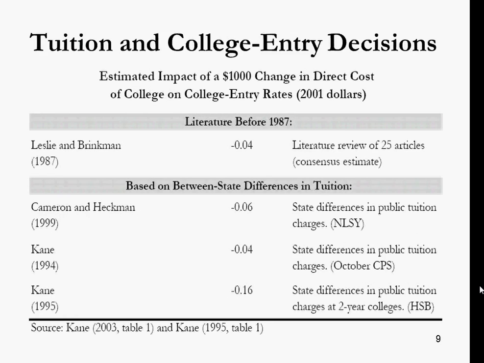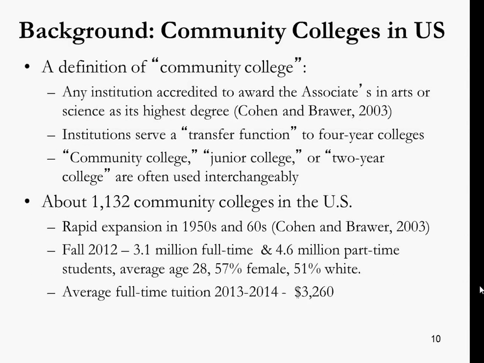And based on this research, there's been a wide range of estimates, although the largest estimate, down below by Kane, was actually mainly focusing on two-year colleges and not four-year colleges as well. What we're going to look at here is mainly community colleges in the U.S., which are colleges that award what we call associate degrees, which are two-year degrees.